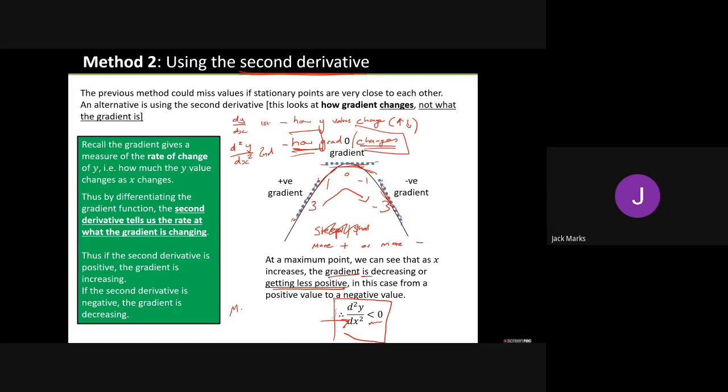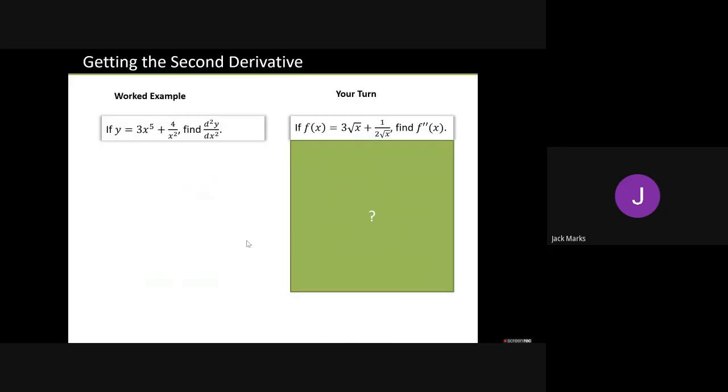So the maximum, this thing here, is going to be negative. For a minimum, it's going to be the other way around. The second derivative is going to be positive. This will seem kind of counterintuitive to you, and you might have to force yourself to remember this a little bit. But it's really good because it means we can just differentiate once and then again. So we can differentiate twice, plug in our x values, and we can tell quite easily if we have a maximum or a minimum. Let's do an example.